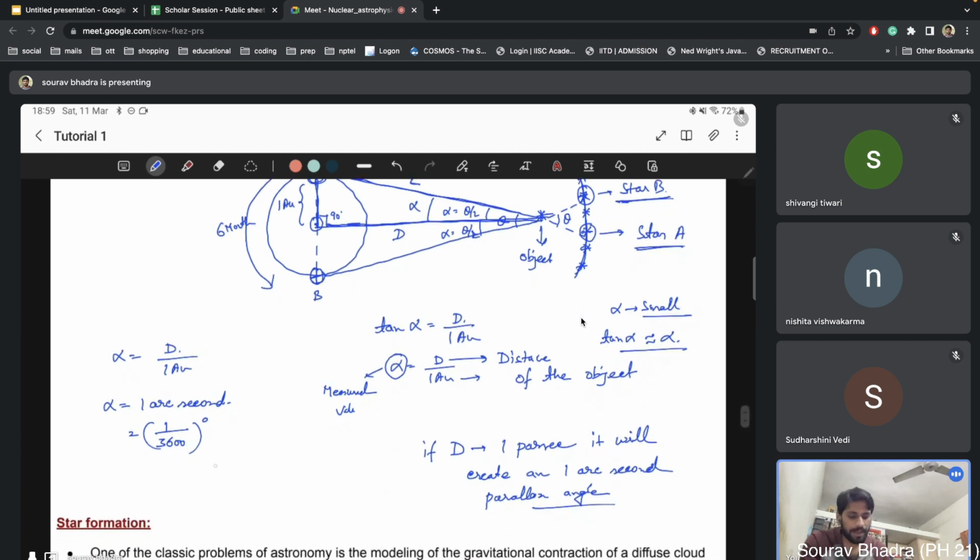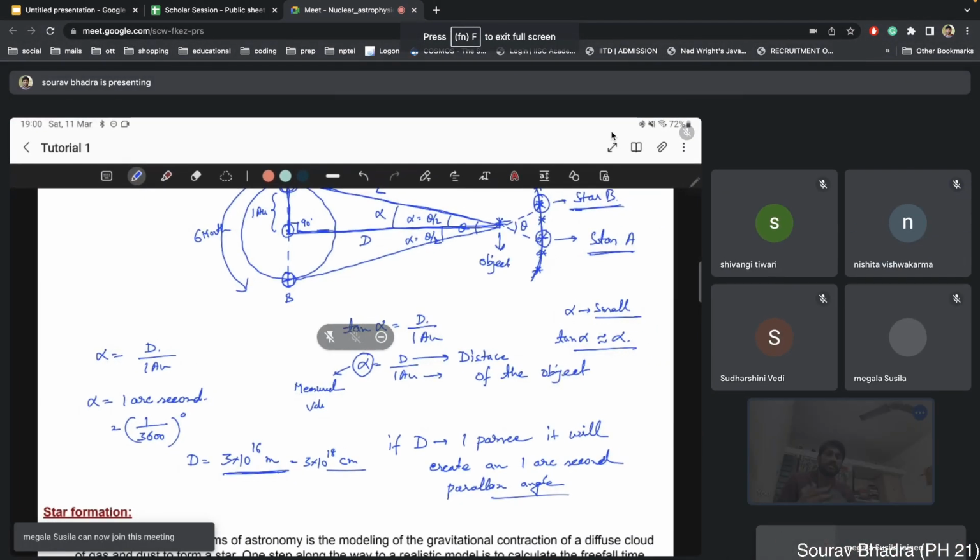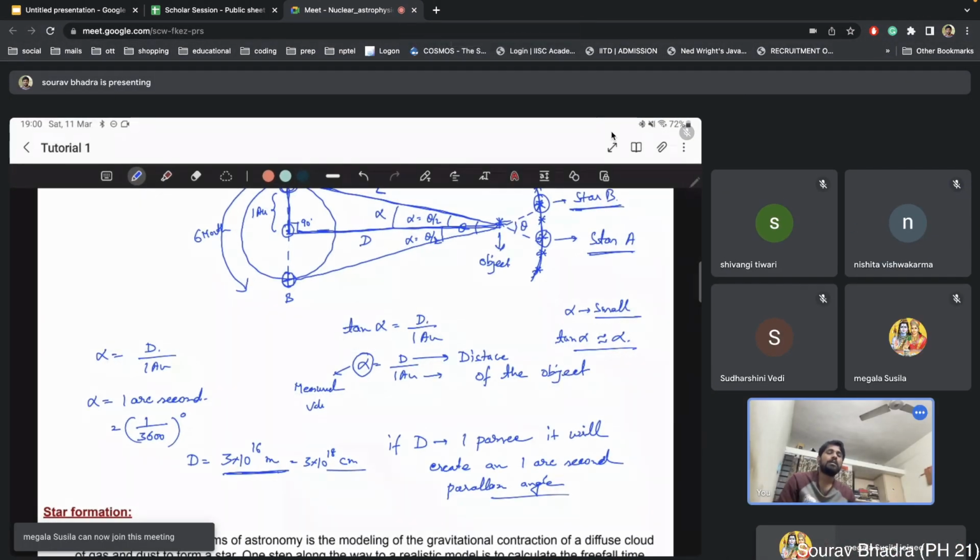The value of 1 parsec is 3 into 10 to the power 16 meter, I think. Just check it. It might be right, 10 to the power 16 meter. You can see that the value is very high, and it is 3 into 10 to the power 18 centimeters. So it is difficult to write 3 into 10 to the power 16 meter or 10 to the power 18 centimeter every time. It is easier to use the parsec as the standard unit of general distance in astrophysics.